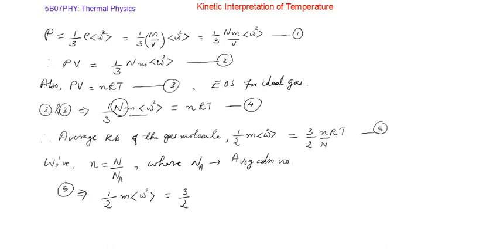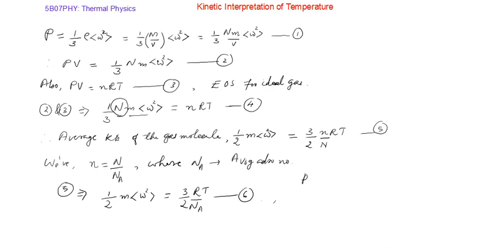So on substituting small n equal to N by Na, that N and n will get cancelled. So what is remaining is 1 by Na, right? So I can write RT by Na, RT by Na. Let me call that equation number 6 for the time being. But we have one more thing.